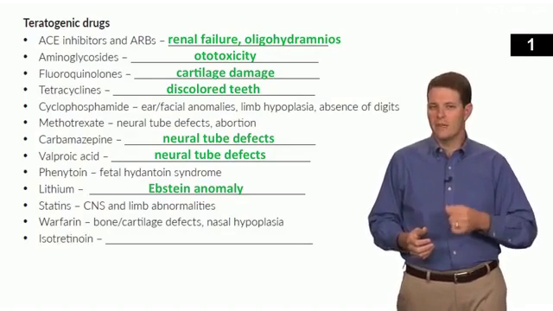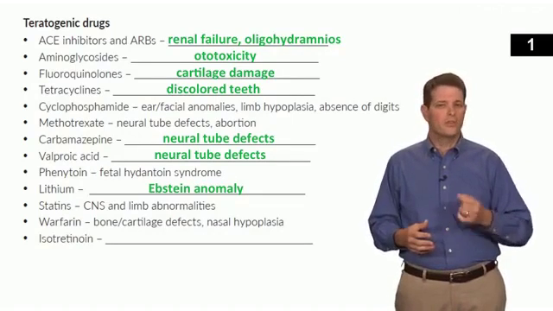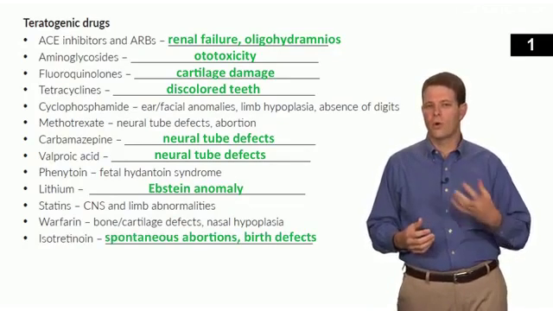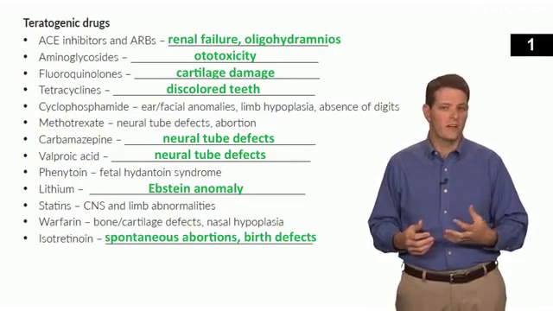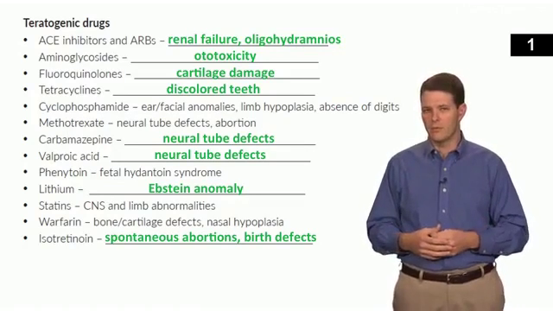Isotretinoin is a retinoid, a vitamin A derivative. Vitamin A is retinoic acid, right? Well, isotretinoin is contraindicated in pregnancy because it causes lots of spontaneous abortions and a fair number of birth defects like skull and CNS problems, heart problems, and parathyroid gland problems.